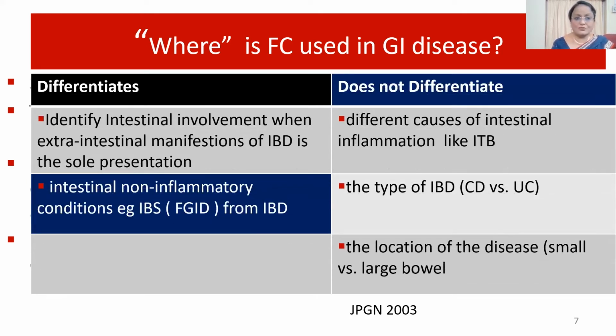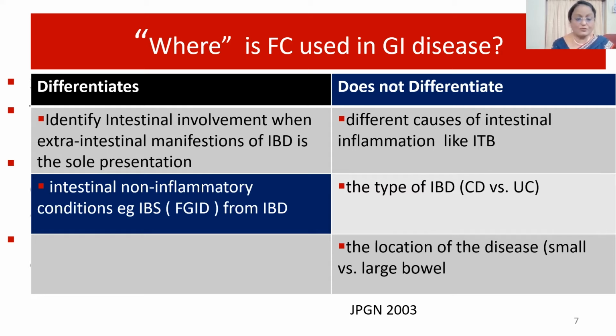So what does it do? It definitely does not differentiate other causes of intestinal infection or inflammation, like intestinal TB and Crohn's disease. The type of IBD, whether it's CD or UC, it cannot differentiate. It cannot differentiate the location of the disease, whether small or large bowel.